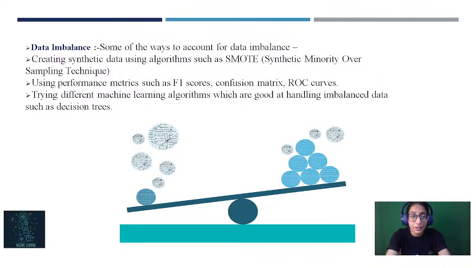Performance is measured using metrics such as F1 score, confusion matrix, or ROC curves. Basically, an imbalanced class distribution is a scenario where the number of observations belonging to one class is significantly lower than those belonging to the other classes. So basically, try different machine learning algorithms which are good at handling data imbalance.